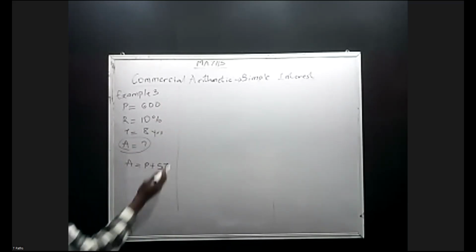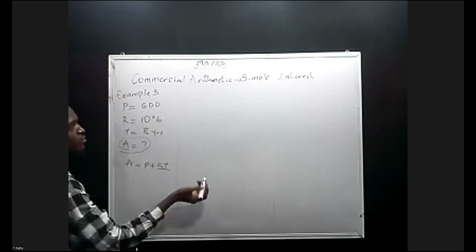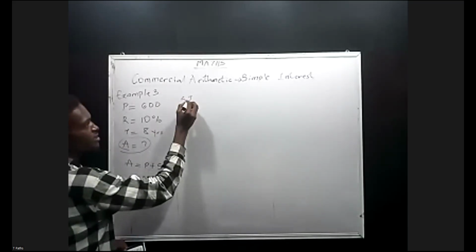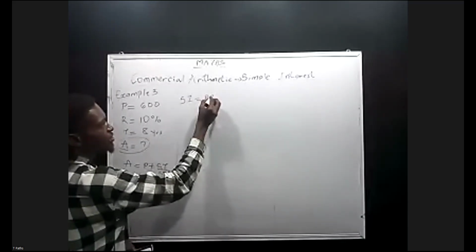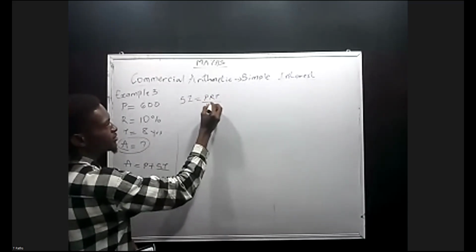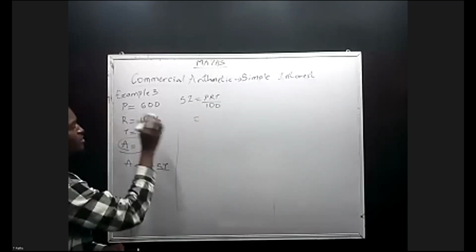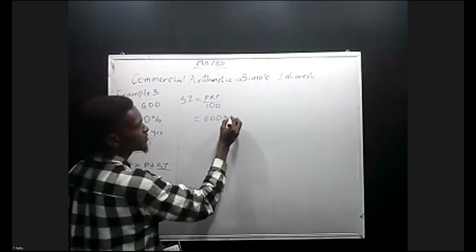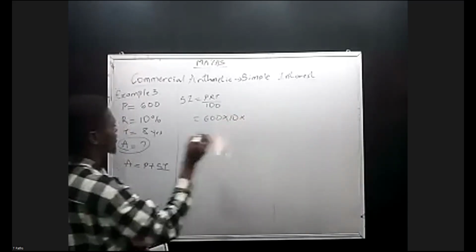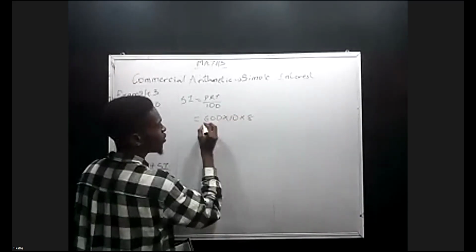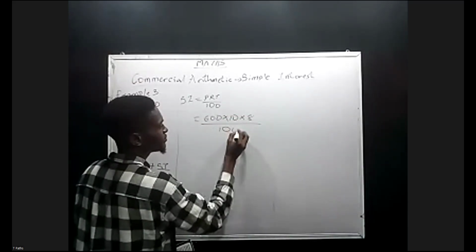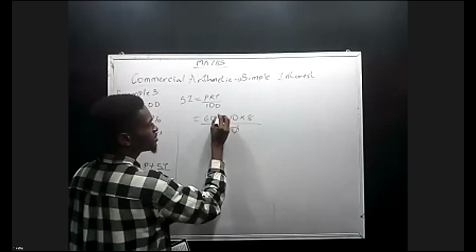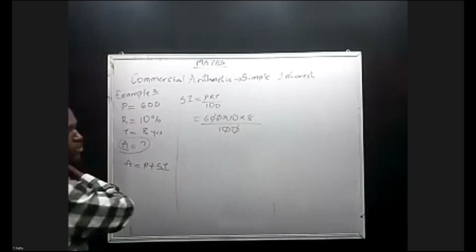Now, looking for our simple interest, we have all the information needed to look for it. The simple interest is equals to PRT over 100. The principal is 600. The rate is 10. And the time is 8. All divided by 100. You have 0, 0, 0, 0. 60 times 8. What's 60 times 8?